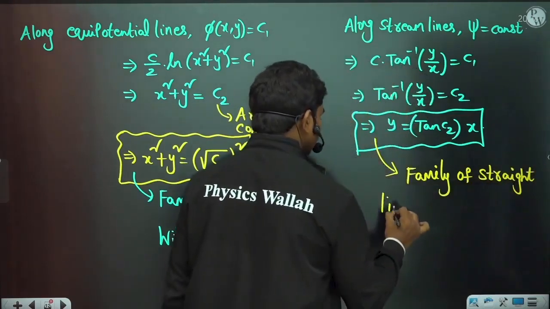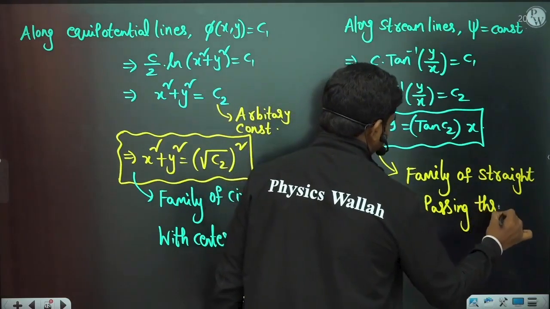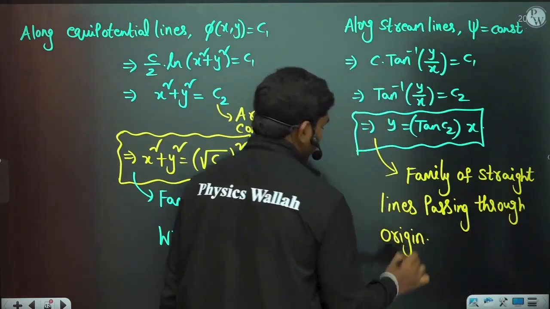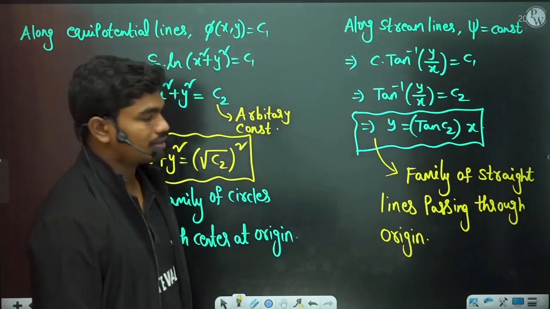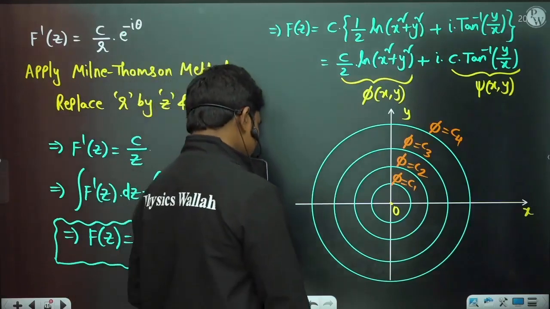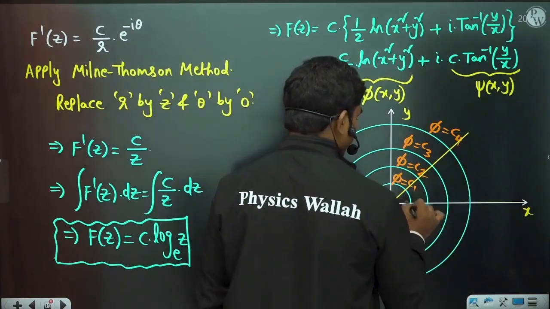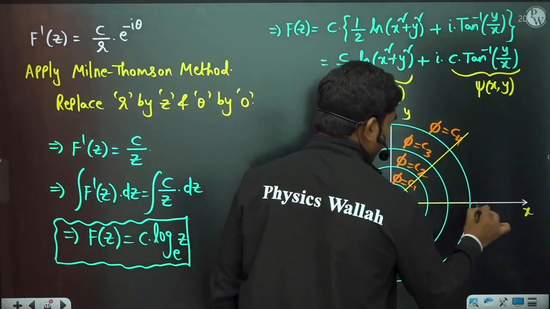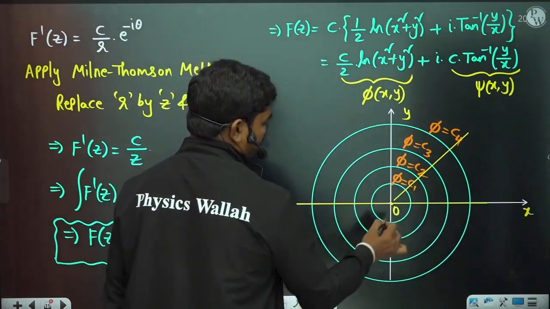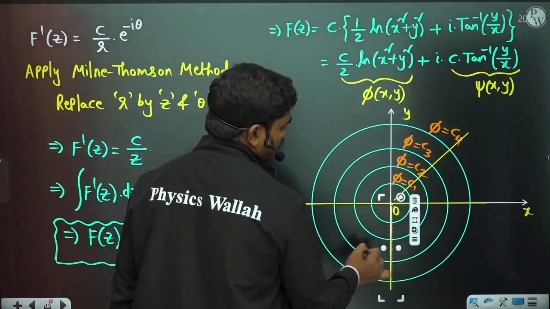Family of straight lines passing through origin. Okay, so they are passing through origin. Clear? So a family of straight lines passing through origin. Therefore, if you try to plot the streamlines here, the streamlines will take this shape. All these lines are passing through origin.